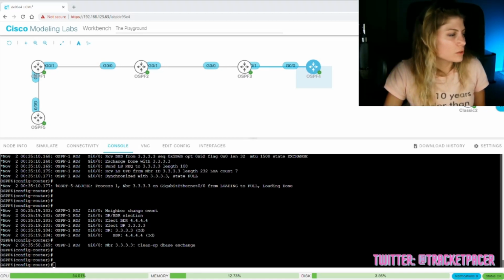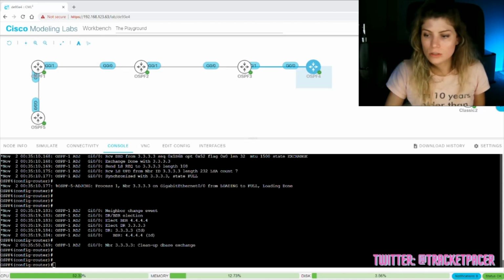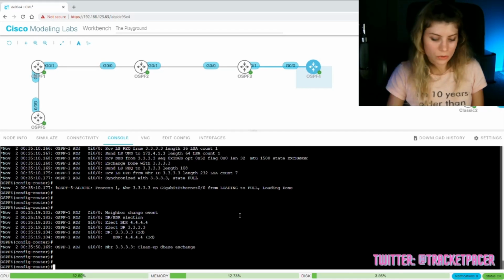All right, onward through advanced OSPF. I'm reading out of the official certification guide, by the way. Let's see. The CLI is a little bit annoying to deal with because it is so short.